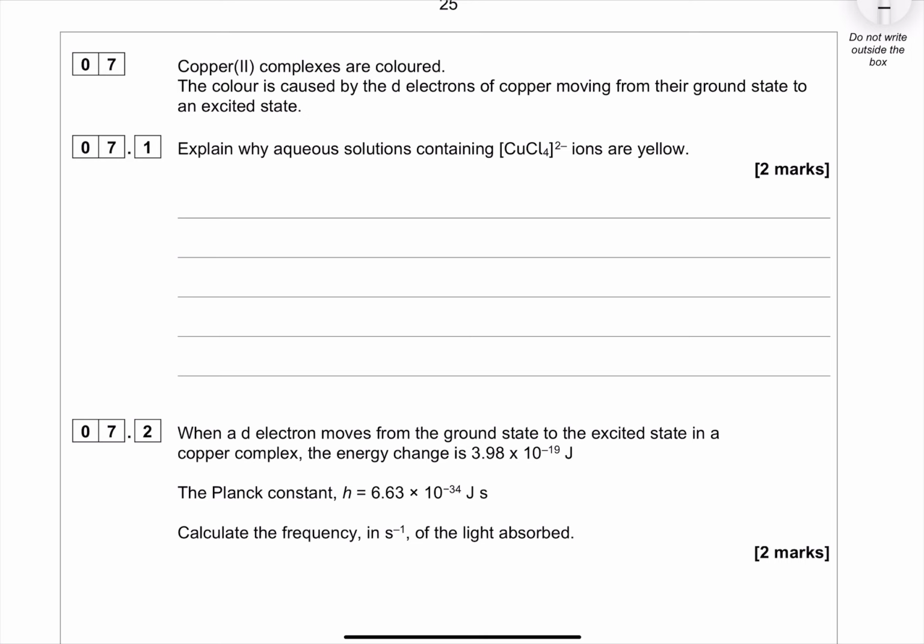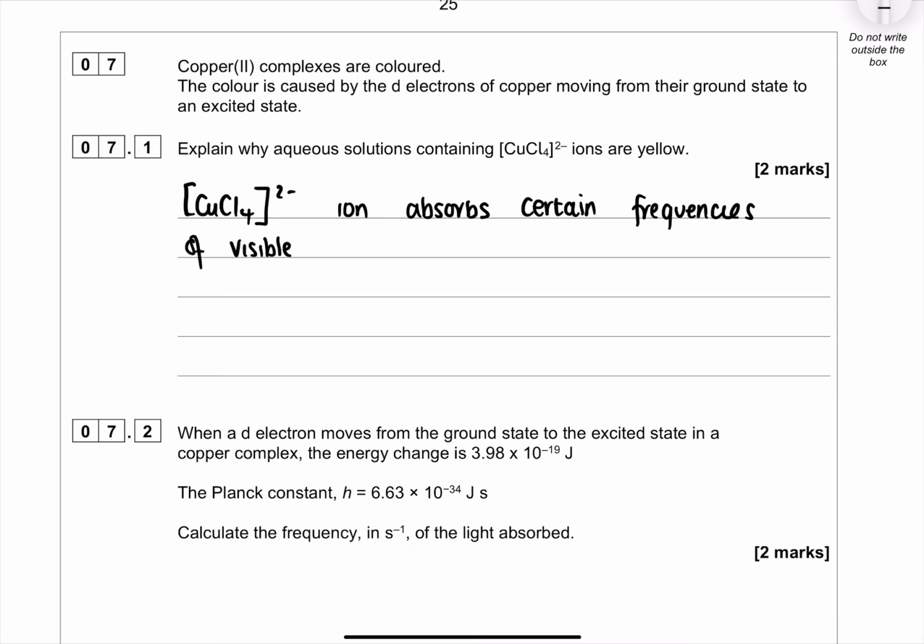And so we want to be saying that our complex, our CuCl4 2- ion, absorbs certain frequencies, so not all of it, but certain frequencies of the visible part of the spectrum, so of visible light. This causes the d electrons to be promoted from the ground state to the excited state, but that's already been written into the question, so I wouldn't need to say that.